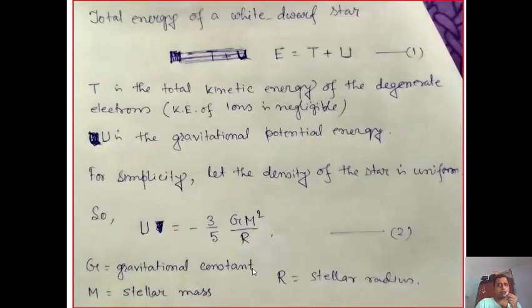In the calculation for this white dwarf star, you can get the total energy. We can write the total energy of the star as E equals T plus U, kinetic energy plus potential energy, and the potential energy is the gravitational attraction energy, which equals minus 3 by 5 G M square by R, where R is the stellar radius and M is the stellar mass.